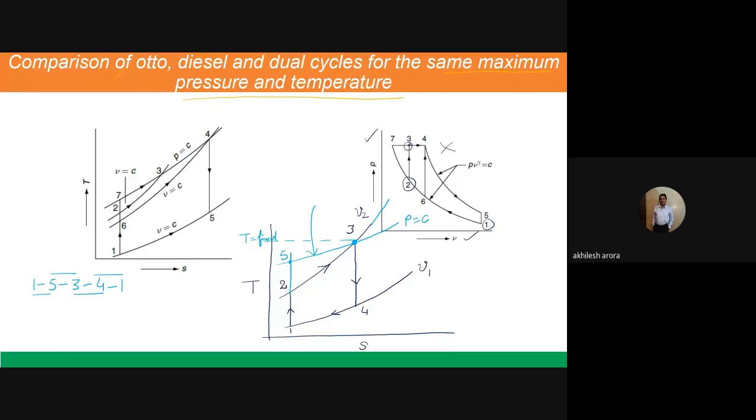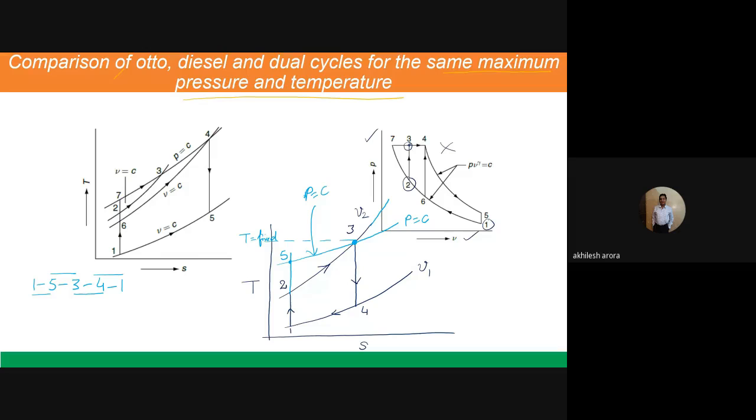So this is constant pressure. So this is the heat supply at constant pressure. I hope this is clear to you. And then the whole cycle is clear to you actually. 1, 5, 3, 4, 1. Okay. Now let us talk about the dual cycle actually.